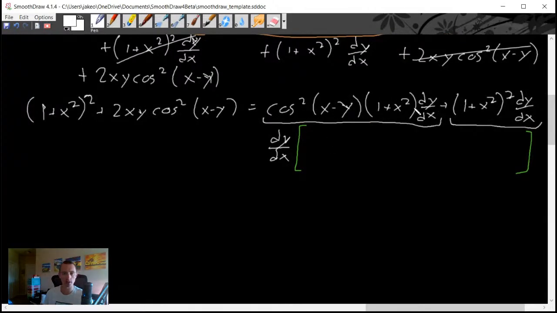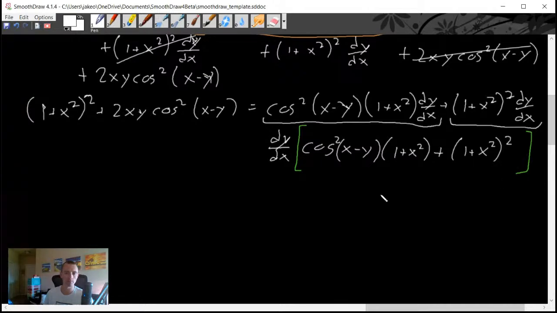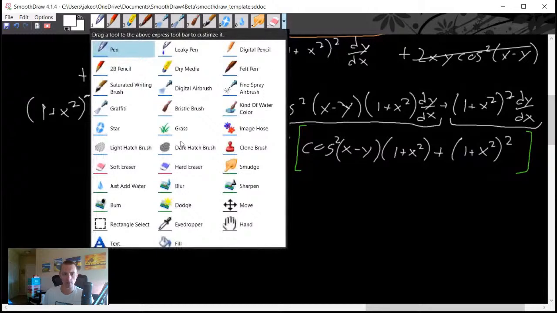If we take the dy dx out of this first term, we're going to be left with cosine squared of x minus y times 1 plus x squared. And then on this term here, if we take dy dx out, we're going to have 1 plus x squared all squared plus 1 plus x squared all squared. Okay. Left side of our equation is not going to be impacted.